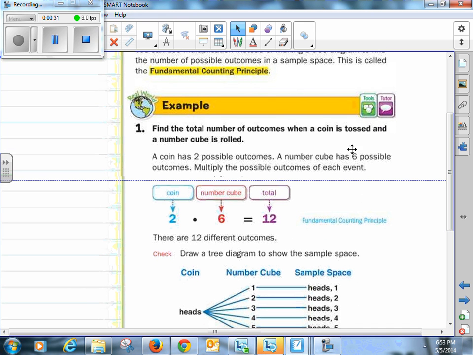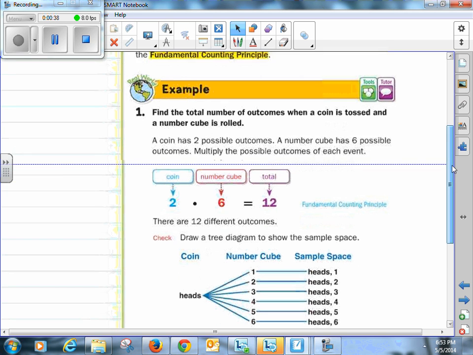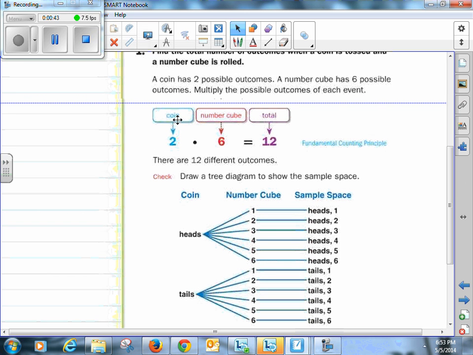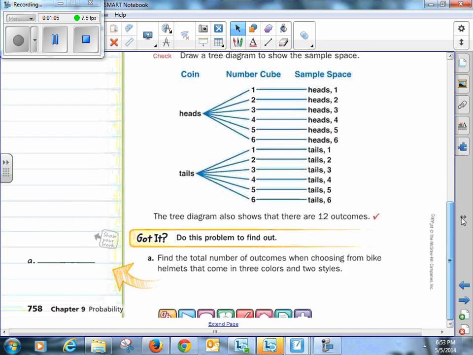If we were going to find the number of outcomes when you toss a coin and roll a number cube, instead of drawing the tree diagram like we did before, all we have to do is say, okay, how many things could happen when you toss a coin? Well, there's two, heads or tails. So you just take the number 2. How many things can happen when you roll a dice? Well, that is 6: 1, 2, 3, 4, 5, and 6. So all you have to do is take 2 times 6 and get 12. So now we know there are 12 possible outcomes, and we don't have to draw these tree diagrams.